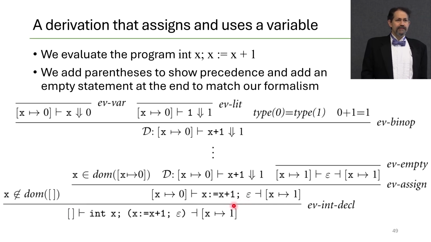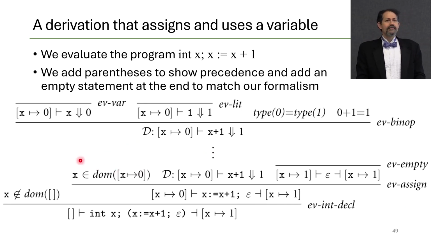Now, how do we do this? Well, we're going to evaluate the assignment rule. We check that x is indeed in the domain. That's a requirement for assignment being correct. And then we'll check that in the environment where x maps to 0, x plus 1 maps to 1, right? That should be true. That's actually going to be shown up here.